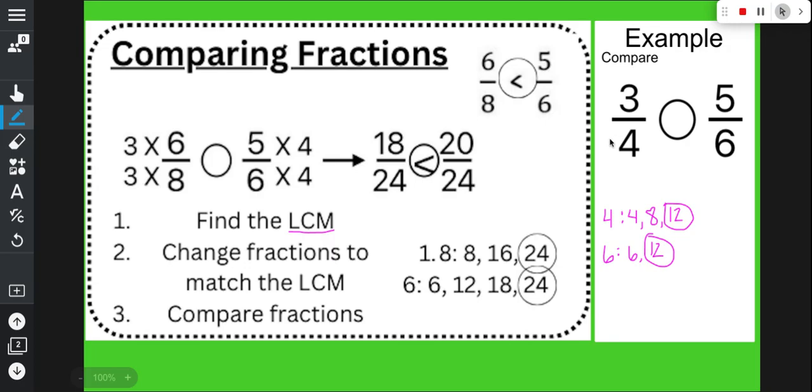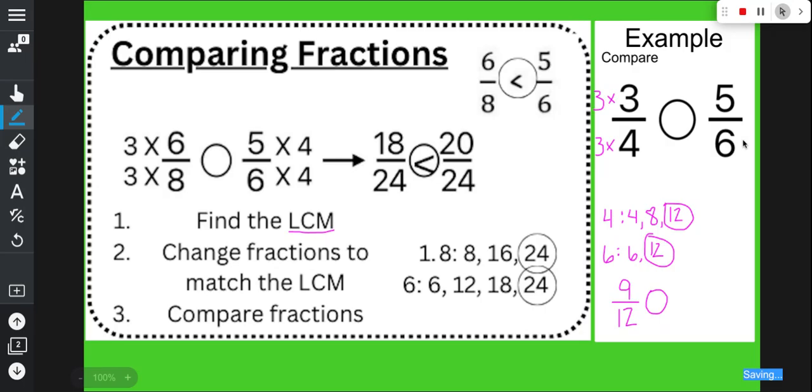With that, we can then change, or convert, our fractions to have a common denominator. So we have to look at how many times I multiplied 4 by to get to 12. And the answer is 3. What we do to the bottom of a fraction, we must do to the top also to keep the fractions equivalent. So 3 times 3 is 9, and 4 times 3 is 12. So we converted our left side fraction.